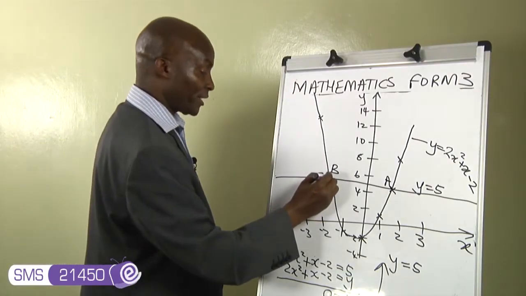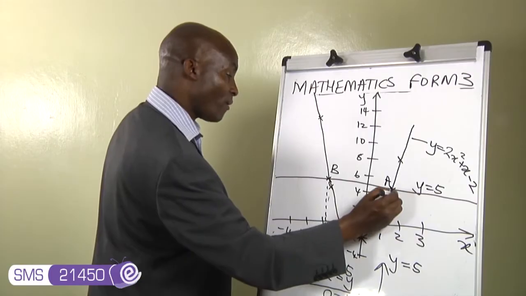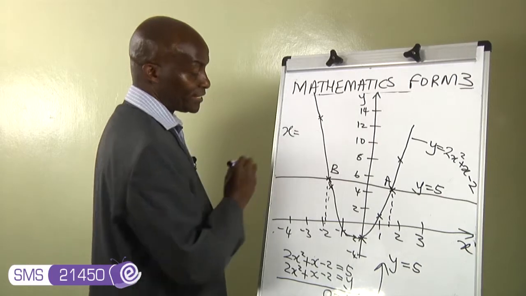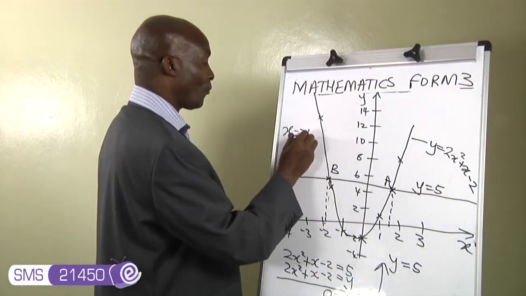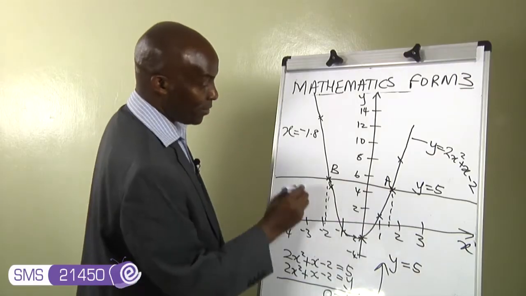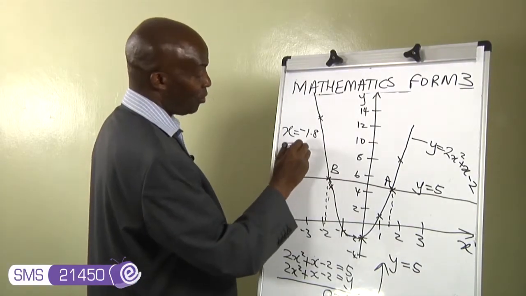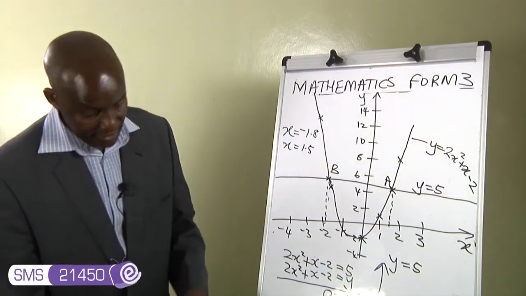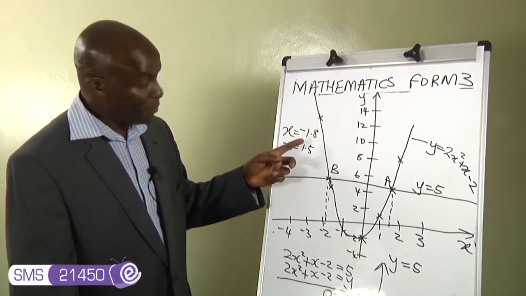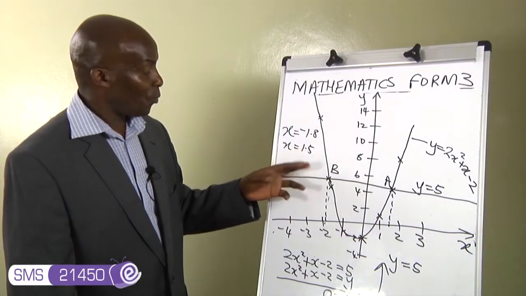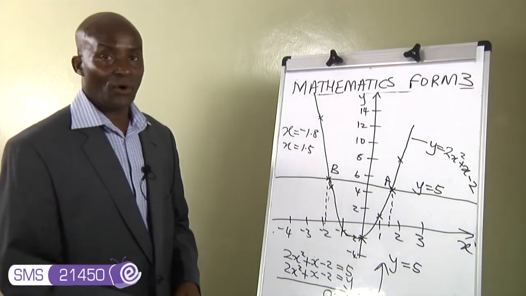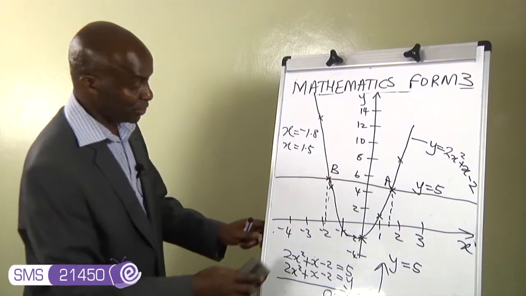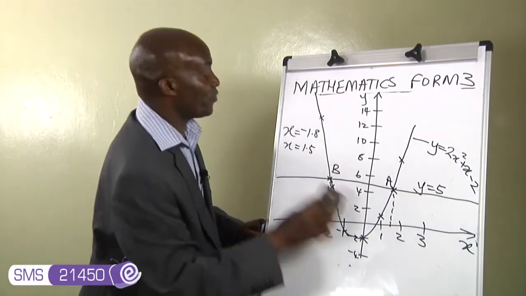So get the values of x at these points, and you find that the solution is x is equal to negative 1.8 and x is equal to 1.5. If you draw this accurately on your graph paper, you'll be able to get more accurate solutions. Now let's move on to the next question.